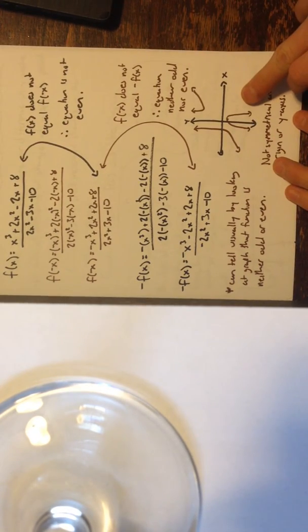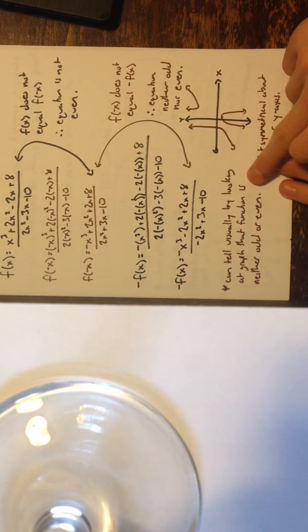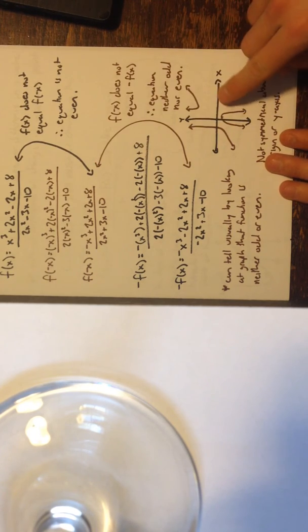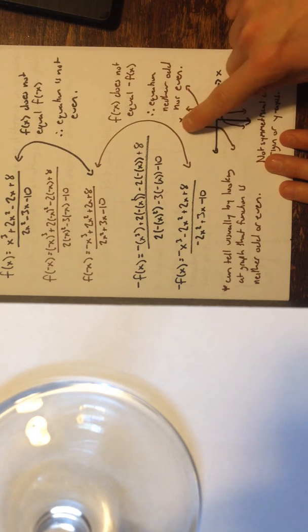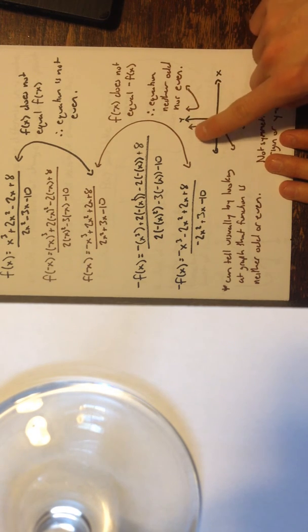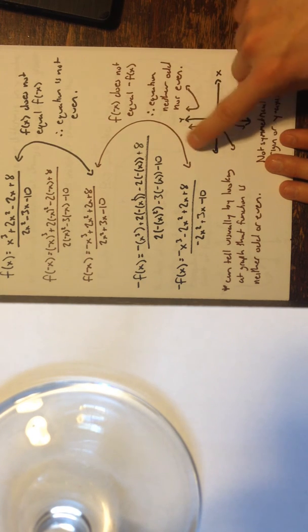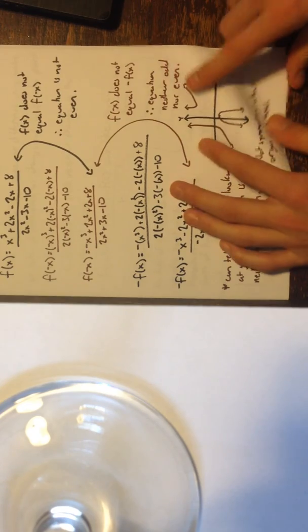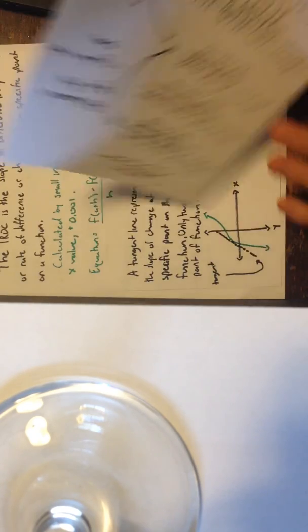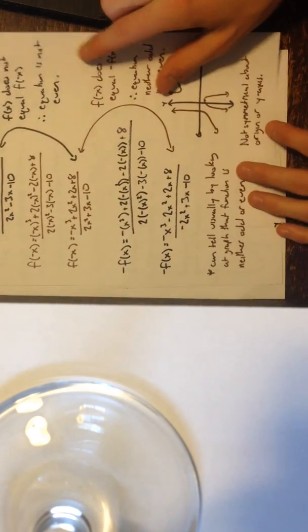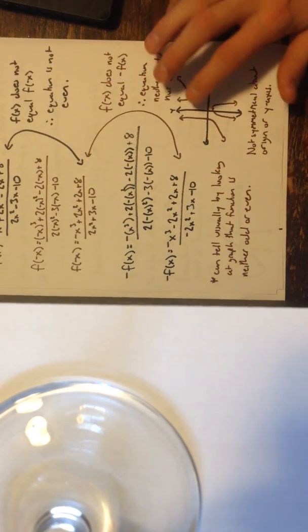So here I have a little sketch of my function, and we can tell visually by looking at the graph that the function is neither odd nor even. This is the algebraic calculation. However, if we look, my positive x values will not equal my negative x values. As you see, if I flip this over the y-axis, I do not have a reflected image over the y-axis. Same with the origin. If I were to turn my paper around, this does not look the same as this. Therefore, we can tell that my function is neither odd nor even.